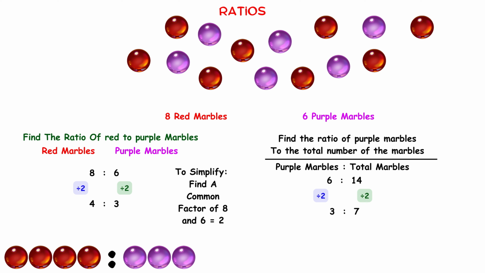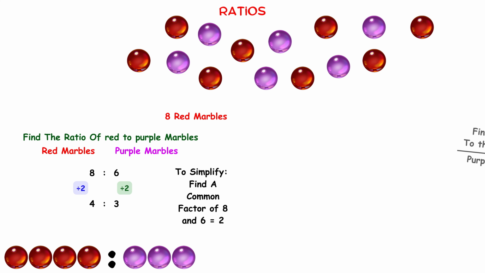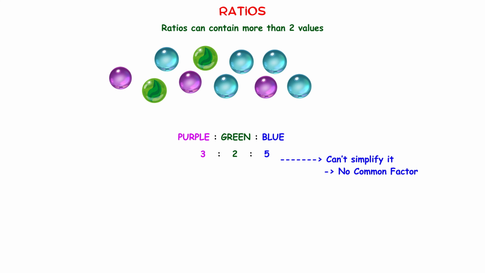Before we finish, one last thing I want to add is that ratios can contain more than 2 values. For example, if we had this group of marbles, we could find the ratio of green marbles to blue marbles to purple marbles by counting up the number of each, which would just be 2 to 5 to 3. And this time we can't simplify it because there's no common factor between 2, 5, and 3, so this is the simplest form anyway. That's everything for this video.